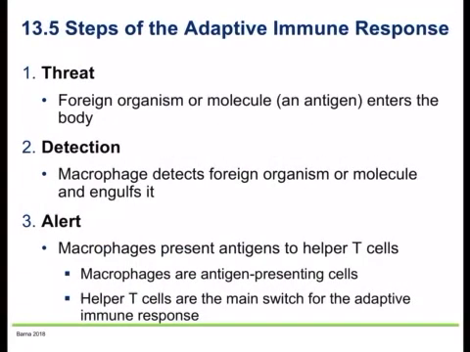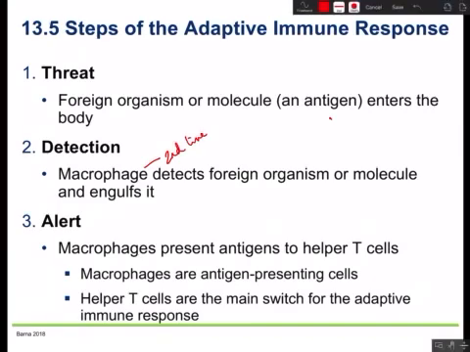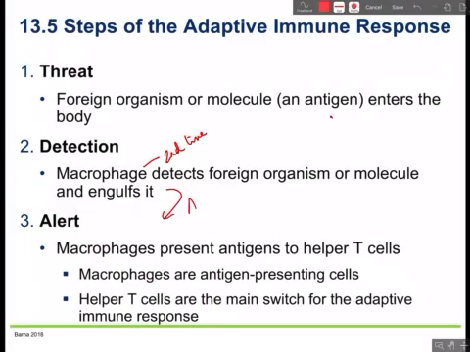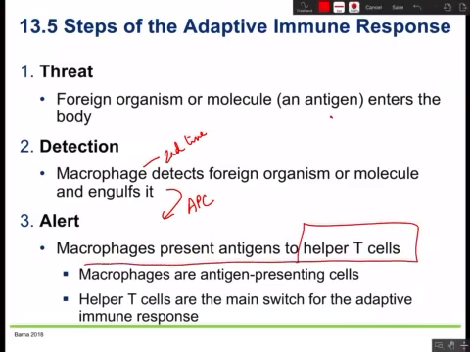So we have some steps of the adaptive immune response. We have a threat, so a foreign organism or a molecule like an antigen enters the body. A macrophage, which is actually part of your second line of defense, will recognize that as foreign. It engulfs it, and it usually becomes an antigen presenting cell, and so I'm going to abbreviate that APC. An antigen presenting cell presents, so the macrophages present the antigens to your helper T cells. Your helper T cells are the communicators between your cytotoxic T cells and your B cells.